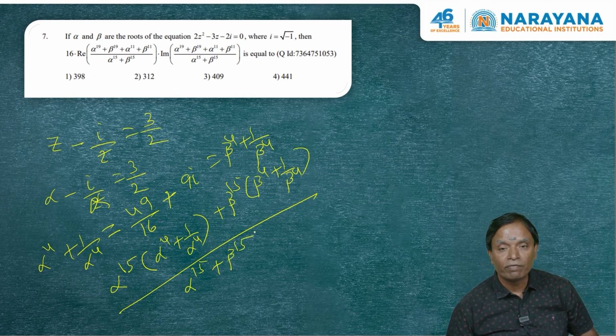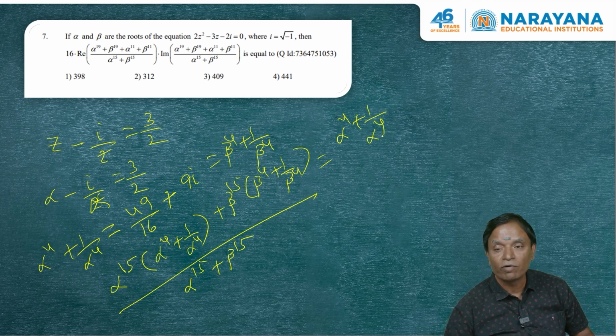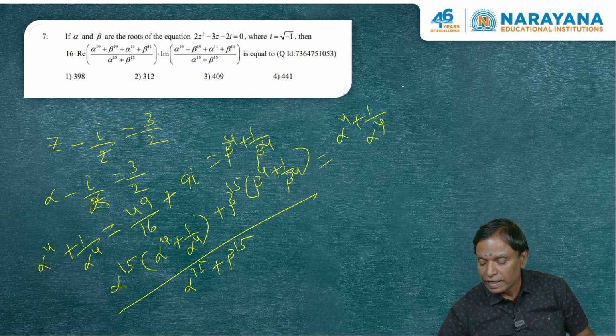Now, since alpha power 4 plus 1 by alpha power 4 is equal to beta power 4 plus 1 by beta power 4, this expression reduces to alpha power 4 plus 1 by alpha power 4, which gives you 49 by 16 plus 9i. Now, calculate 16 times the real part of this into the imaginary part of this.